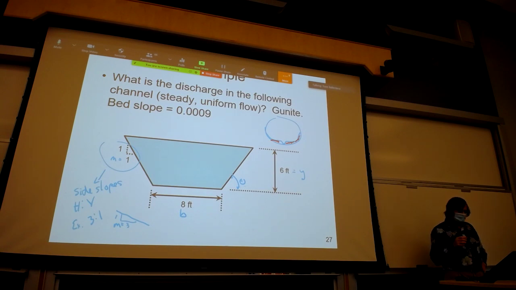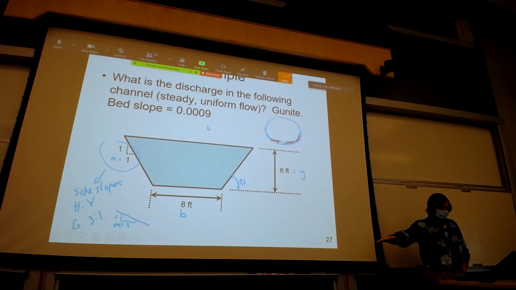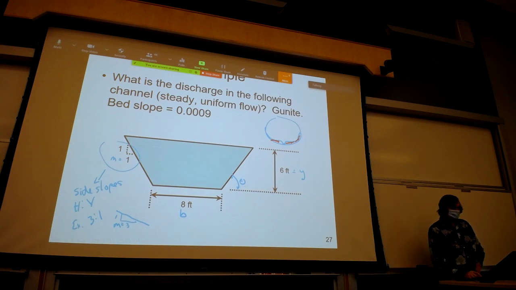So again, the gunite was used in this case as the slip lining. You could use a lot of other materials. And the bed slope of this trapezoidal channel is 0.309. And again, when it's a positive number, that means you're decreasing elevation as you go downhill.